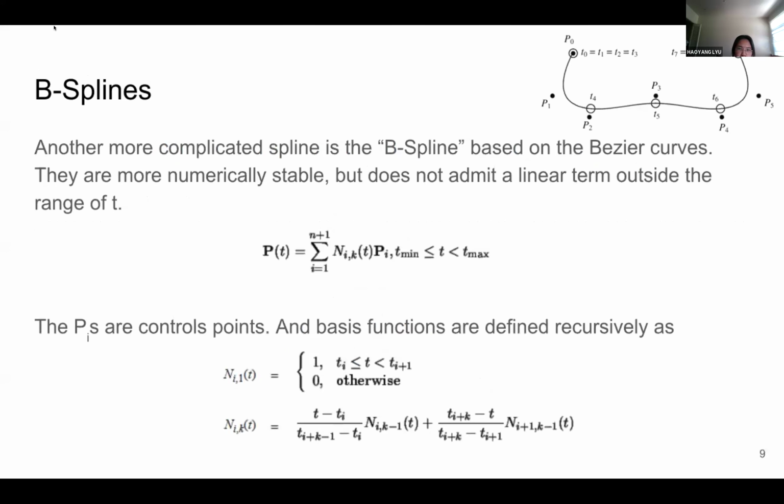Next slide, please. Another spline that the textbook didn't mention, but is also very useful, is the B-spline, named after the Bezier curves. They're more numerically stable, which means that they don't typically blow up, but they do not admit a linear term outside the range of T, so they don't have the good behavior of a restricted cubic spline. And we can see that the basis functions, the polynomials, are defined recursively, which means it is also more complicated to implement numerically. So these are one aspect of addressing a linear regression model. And Eric will talk more about non-parametric regression.